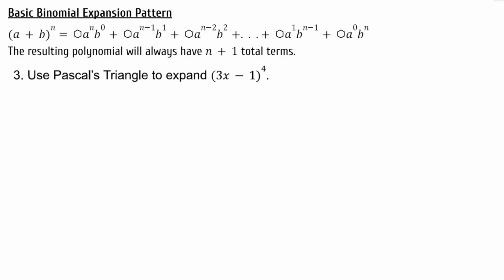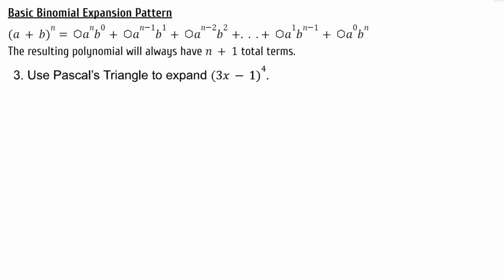But the powers of the exponents go in this particular pattern. a to the power of n times b to the 0. The next term will have a to the power of n minus 1 times b to the 1. The next term, a to the power of n minus 2 times b to the 2. And it continues in this pattern.